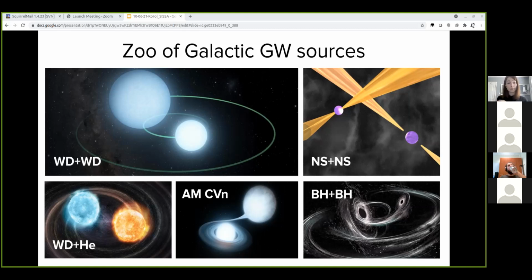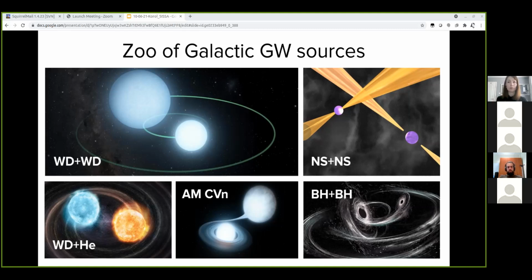And LISA will see these double white dwarf stars in a detached configuration and in an accreting configuration that is indicated here as IM CVn, which stands for IM Canum Venaticorum stars. And this is a type of cataclysmic variable in which both donor and accretor star is a white dwarf. Then again, on the bottom left, you have a white dwarf with a helium star companion.